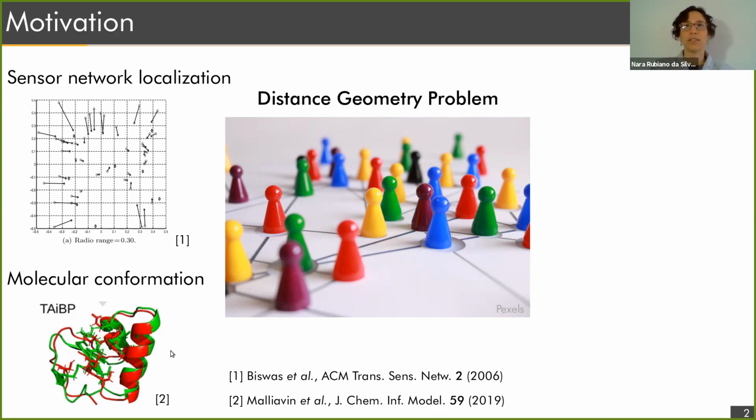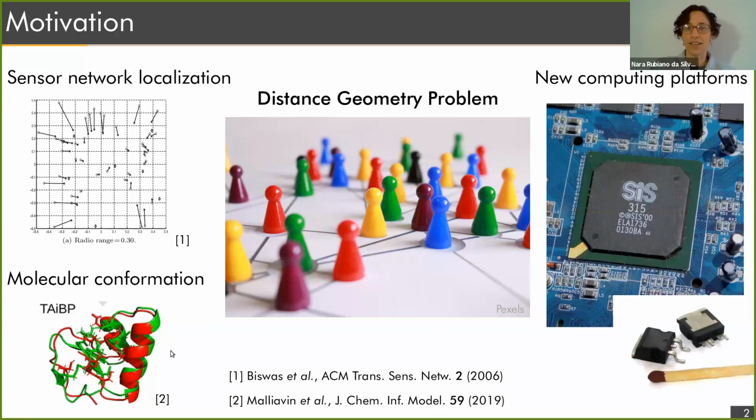Another point of interest for me is that the hardness of the distance geometry problem makes it difficult to solve on a traditional computing platform, as we have in our computers nowadays, which are fundamentally based on electric current. So to build new computing platforms that can deal with this kind of hard problem, one needs to know the physical processes behind them.